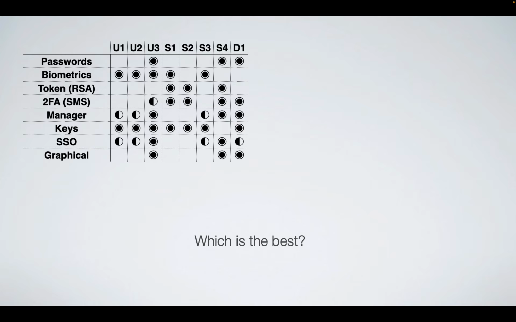Okay, so you look at this table and you ask yourself which one's best. So which is the best password alternative? Okay, so you might be tempted to say keys and biometrics. Why do you like those? It's sort of obvious, they had the most dots. Or we choose the best.